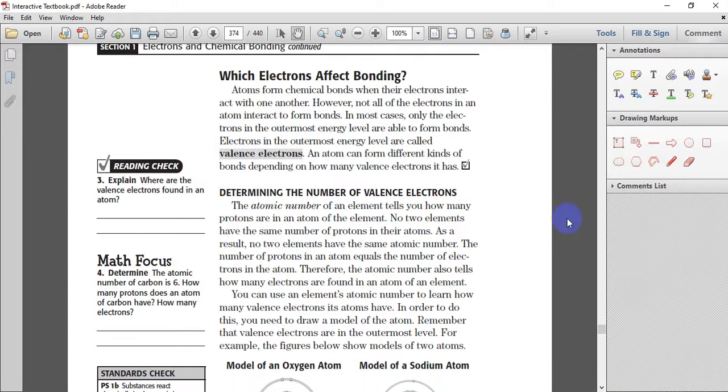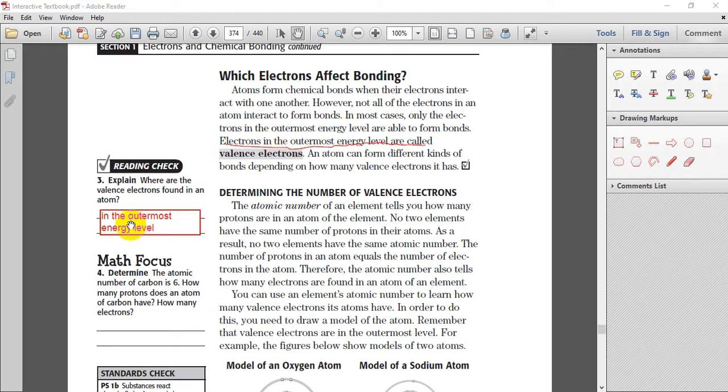In this part, which electrons affect bonding? We said that the electrons that participate in the chemical bonds, we know them as valency electrons. What are the valency electrons? Electrons in the outermost energy level. This is very important. What does valency electron mean? Electrons in the outermost level. So in this question, where are the valency electrons found in the atom? Yes, they are in the outermost energy level.